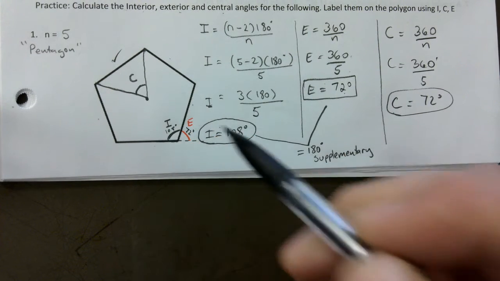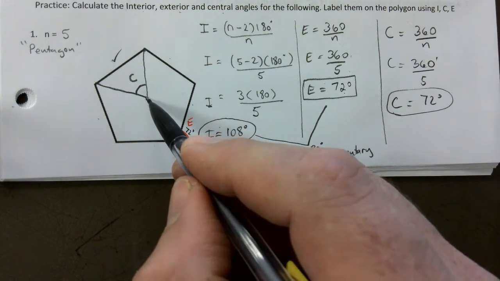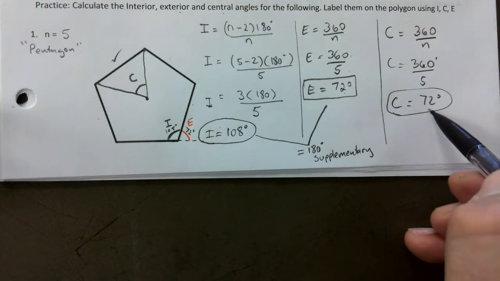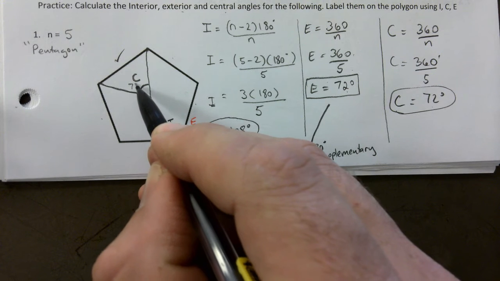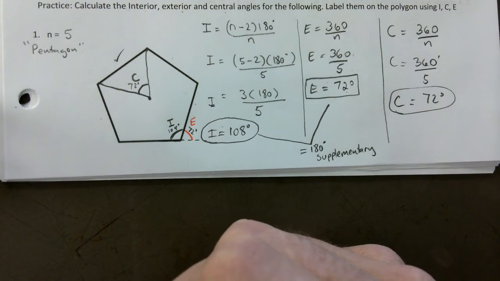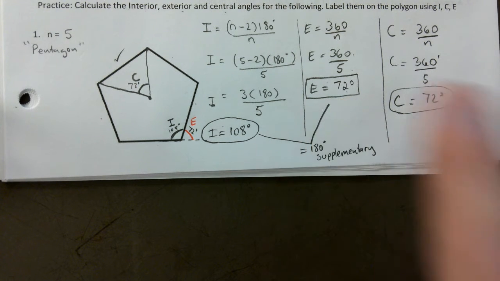There are 5 in this case. You only label 1. But that one that you labeled measures 72 degrees. I don't know if you want to write that in there. 72 degrees like that. Exterior and central happen to be the same.